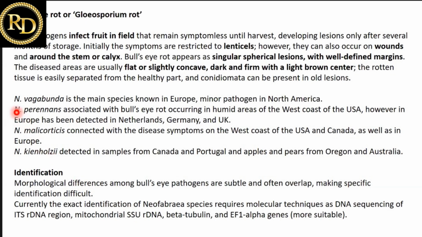Okay, so as we said, there are 4 main species reported in different countries. It's mainly reported in Europe and North America, not too much in Asia. There are no reports until now in Asia. Identification in this case is quite difficult, but some genes can work very well for the identification. In particular, the elongation factor alpha gene is very suitable for identification.